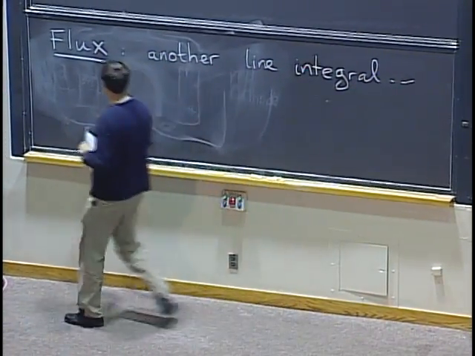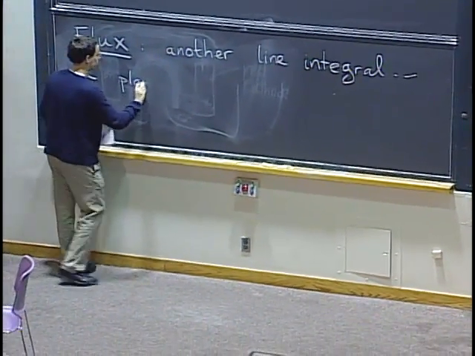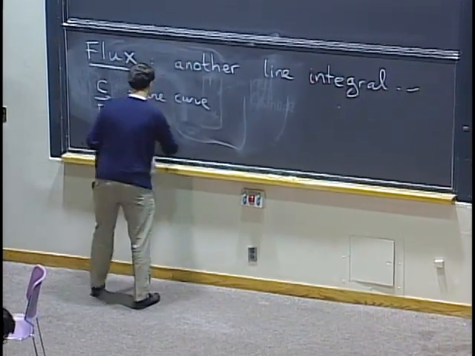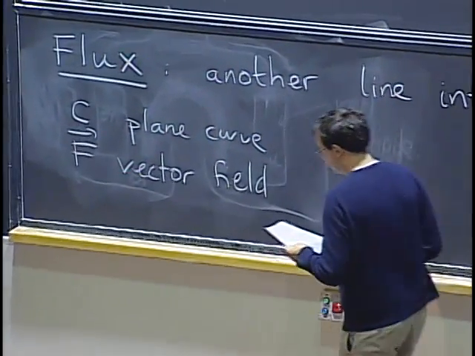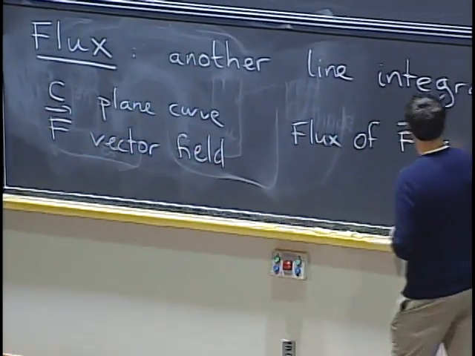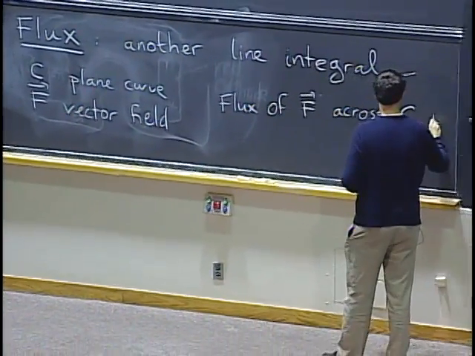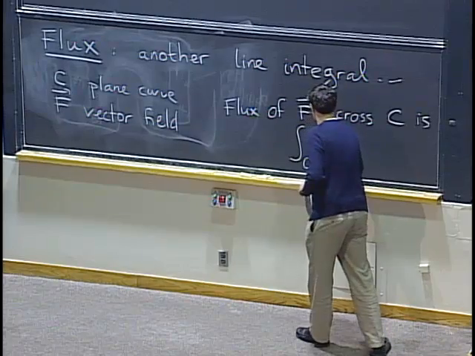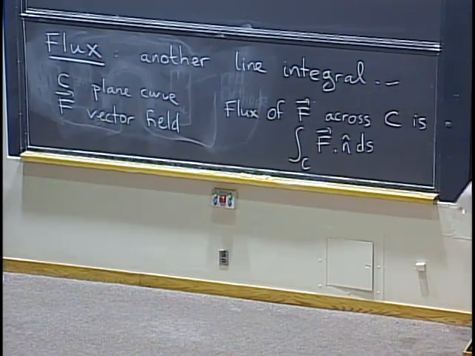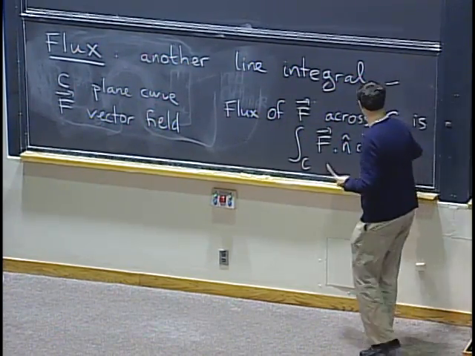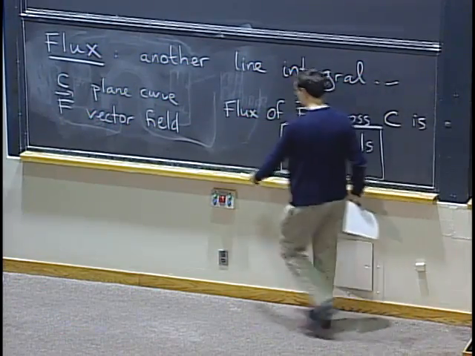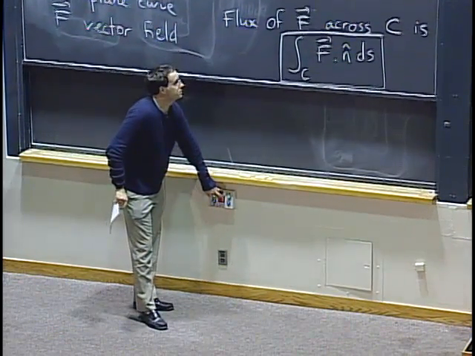So let's say that I have a plane curve and a vector field in the plane. Then the flux of f across the curve C is, by definition, a line integral, but I will use the notation f dot n ds. So I have to explain to you what it means. But let me first box that, because that's the important formula to remember. That's the definition. So what does that mean?